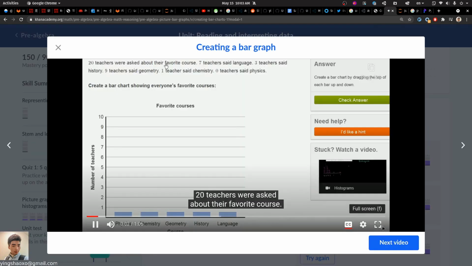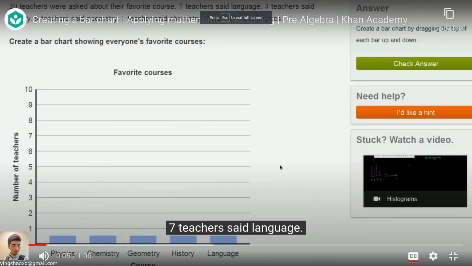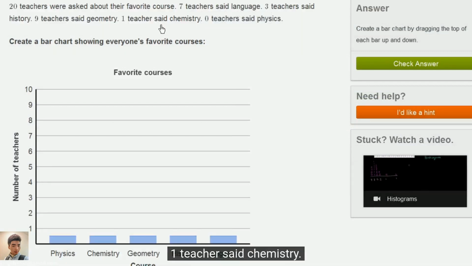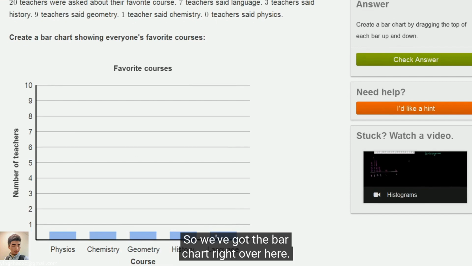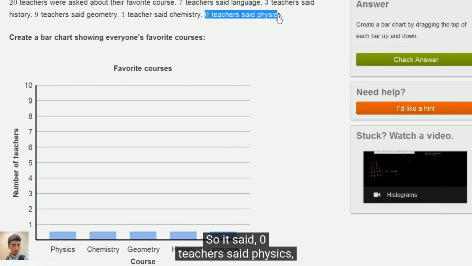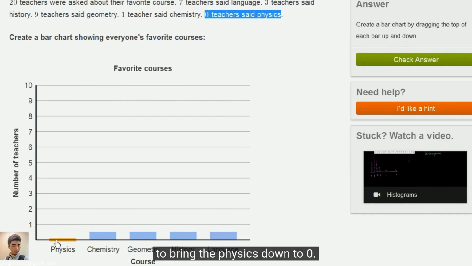20 teachers were asked about their favorite course. 7 teachers said language, 3 teachers said history, 9 said geometry, 1 said chemistry, 0 teachers said physics. Create a bar chart showing everyone's favorite course. Got the bar chart right over here. Surprising to me, 0 teachers said physics. So let's plot the data. Physics: right now it looks like it's halfway between 0 and 1, so I actually have to bring that down to 0. Chemistry: they said 1.